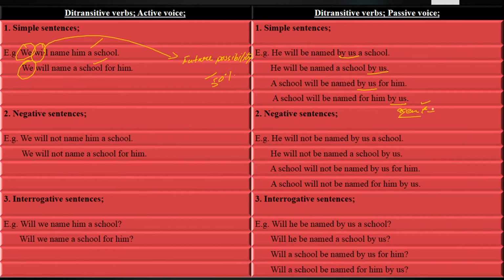And what is the definition of agent? It tells us who does an action. And now over there, keep in your mind this: in this entire sentence, the doer of an action is "by us". So by us this action is being done, so for that we call it agent.